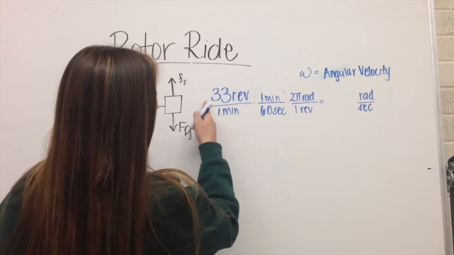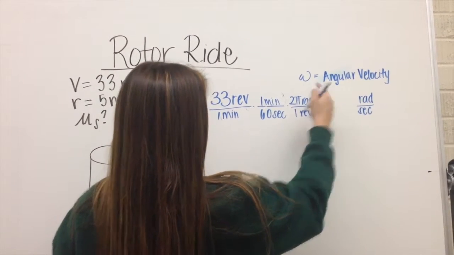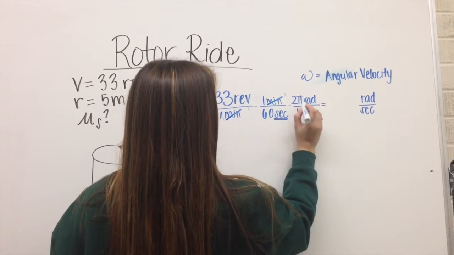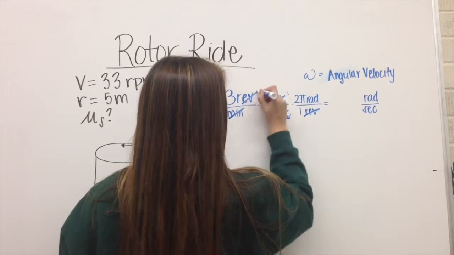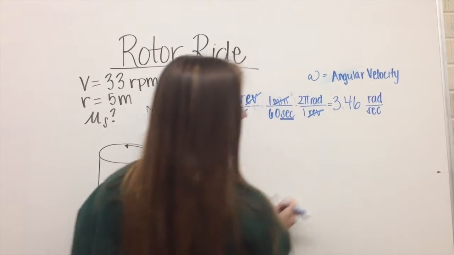First, we want to go from 33 revolutions per minute to radians per second to yield angular velocity. We're going to cross out our minutes, and we have 60 seconds. And then you multiply by 2 pi radians, revolutions cross out, and you get approximately 3.46 radians per second.